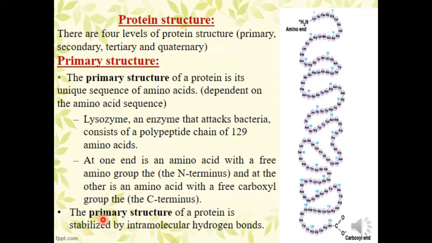Primary structure of protein is normally stabilized by intramolecular hydrogen bond. Why intra? Because you only have one unit. So intra, between the side chain of one amino acid to another side chain of amino acid, like this one, very close. So you have the intramolecular hydrogen bond.